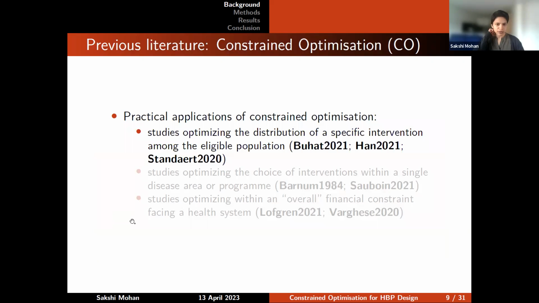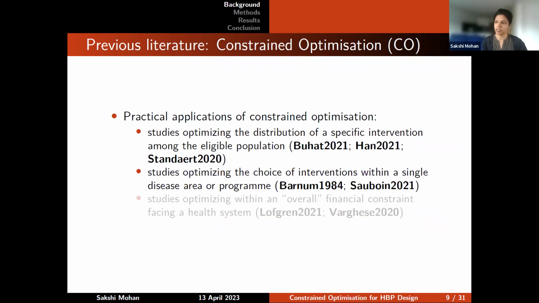So this is the basic framework that we'll be applying in the approach that we adopted for Uganda. So this framework has been previously applied in answering different types of health resource allocation questions. So there are studies, for example, which try to optimize the distribution of a specific intervention amongst the eligible population. The last paper on this list, for example, tried to find out how the influenza vaccine should be distributed across the population in the US to achieve the maximum health gains. There's a second set of studies which tries to optimize the choice of interventions within a single disease area or program.